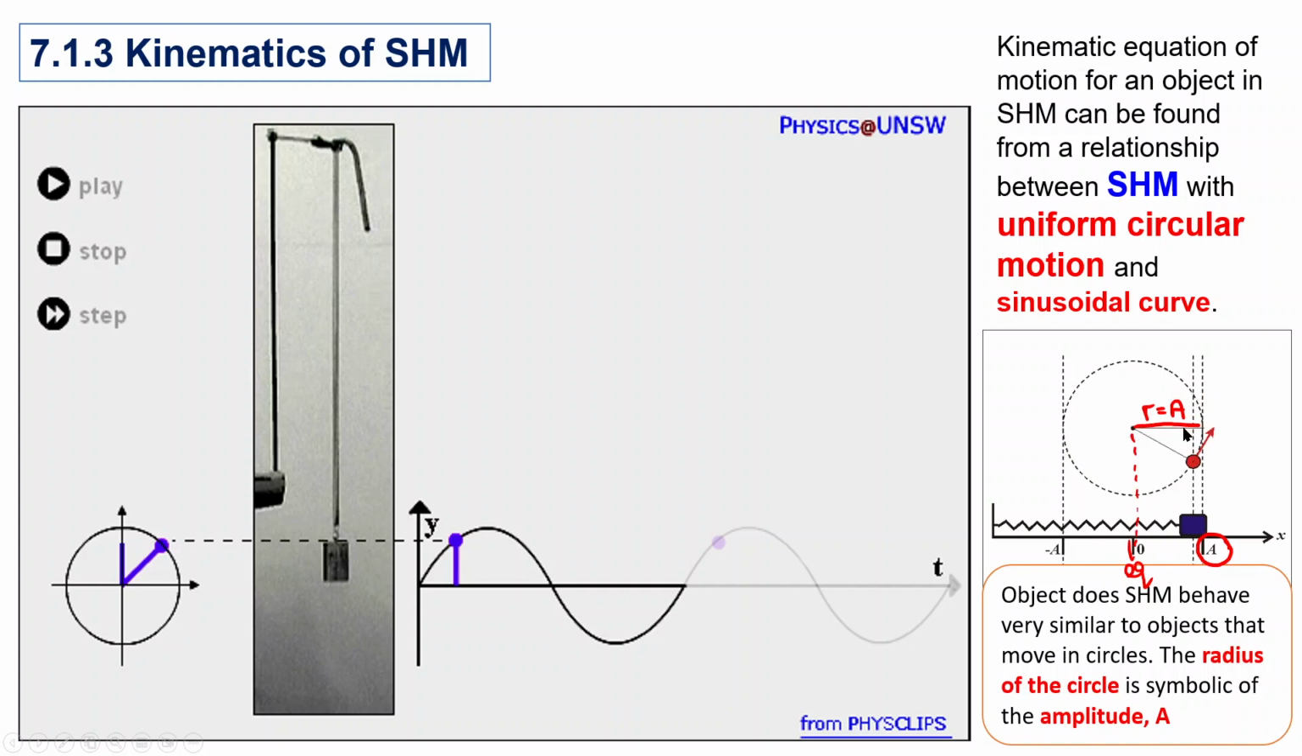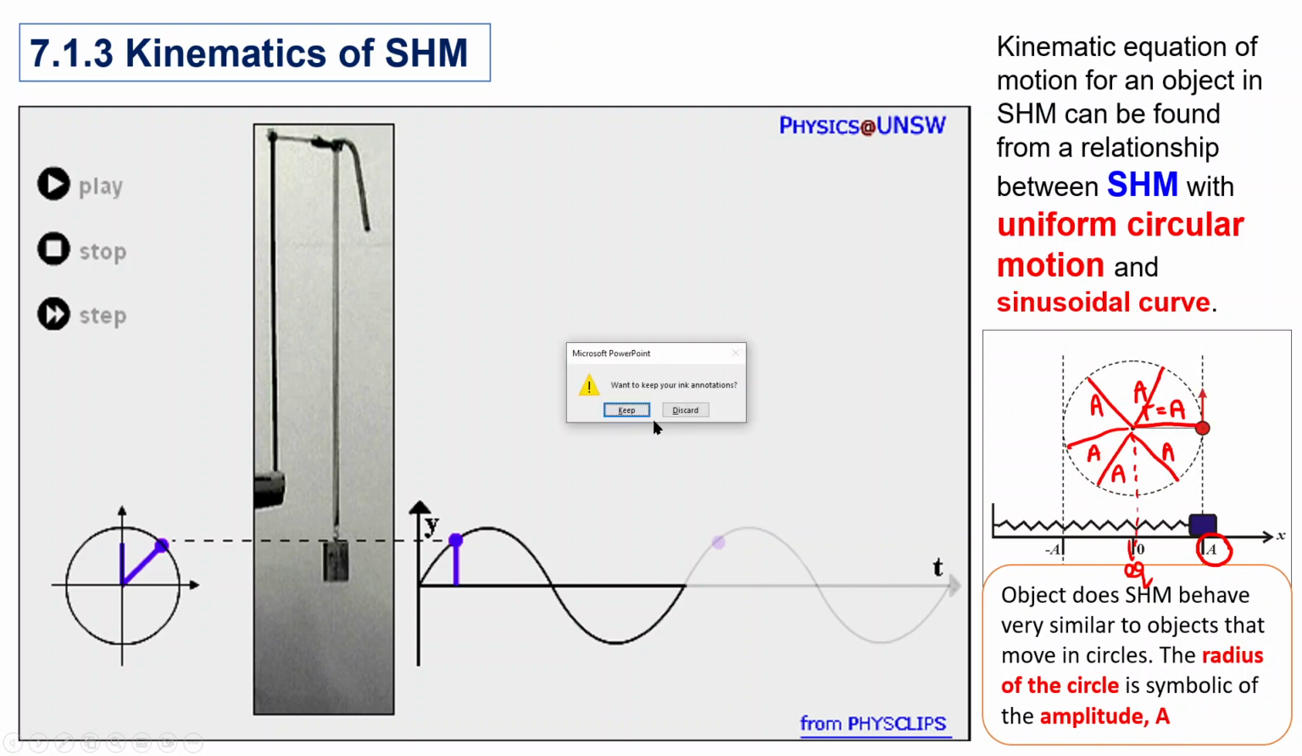Radius is amplitude. So I can say that all these radii, no matter where the object is, are all amplitude. Do you agree? Because they are the same radius, right? The radius is constant. So an object doing SHM behaves very similarly to an object that moves in a circle. The radius of the circle is the amplitude, symbol A. Okay, good. So keep it.